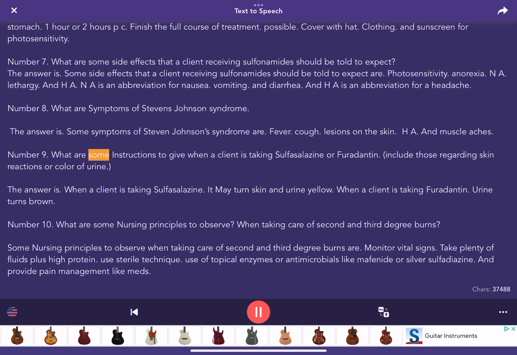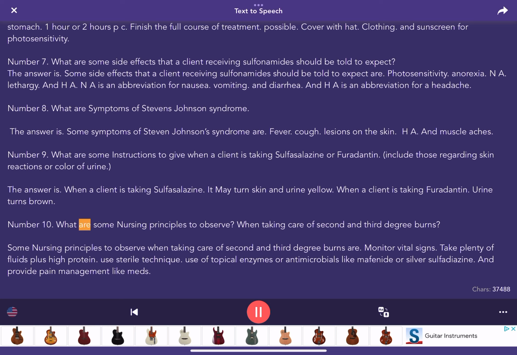Number 9. What are some instructions to give when a client is taking sulfasalazine or Furadantin? Include those regarding skin reactions or color of urine. The answer is, when a client is taking sulfasalazine, it may turn skin and urine yellow. When a client is taking Furadantin, urine turns brown.